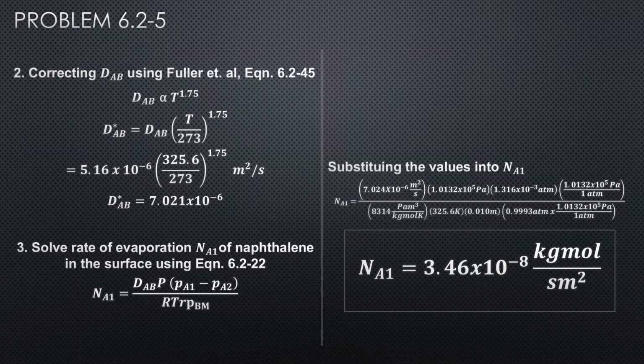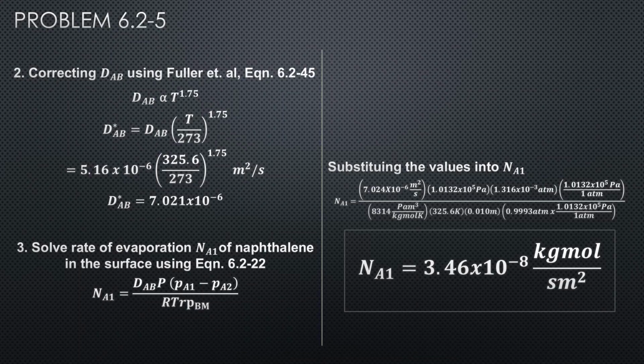So the formula would be the corrected diffusivity value is equal to the diffusivity value at that temperature times the temperature you want it to be corrected over the temperature it is given raised to 1.75. Substituting the values, we get the new diffusivity value at 325.6 Kelvin to be 7.021 times 10 raised to negative 6.